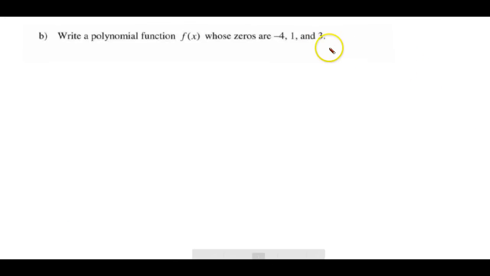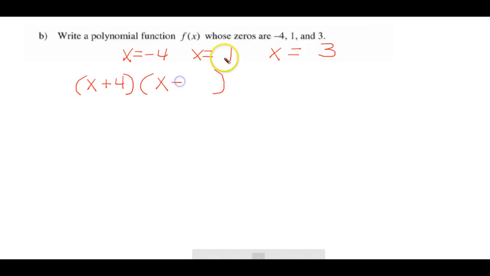Now, in this case, as we mentioned before, they're giving us the answers. So we're saying that x equals a negative 4, x equals a positive 1, x equals a 3. Now, from this, we want to reverse the process. Well, here, this in parentheses would be x plus 4, because if we equate to 0, we put the negative 4, x equals negative 4, so we're transposing that back, and this one will be x minus 1, and here x minus 3.